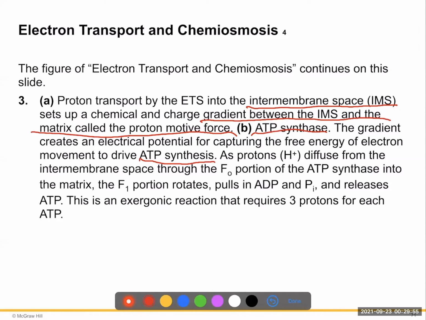Okay. As the protons are fused through ATP synthase into the matrix, the F1 portion rotates, pulls in ADP and the inorganic phosphate, and then that releases ATP when the phosphate bonds to the ADP. This is an exergonic reaction that requires 3 protons for every ATP that is formed. That was a lot of names to remember. Basically, the basic system should flow.